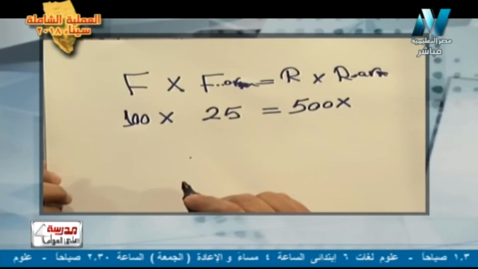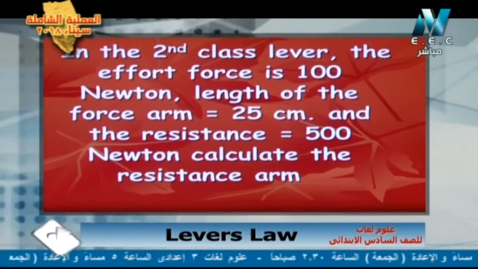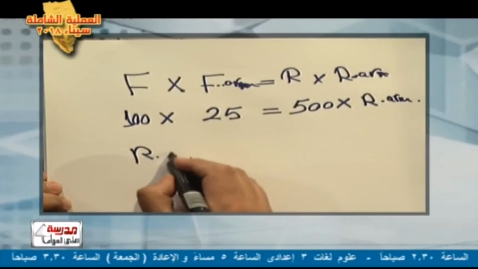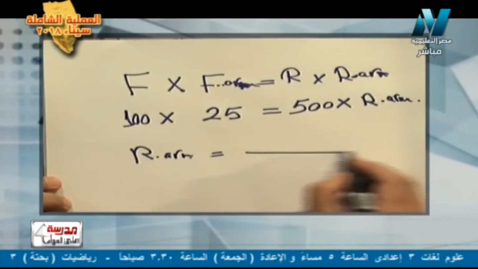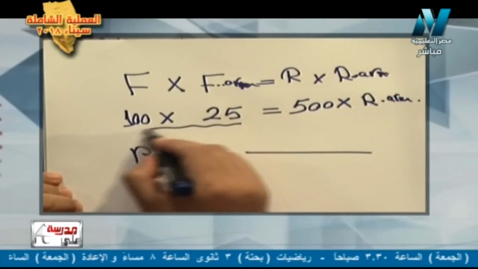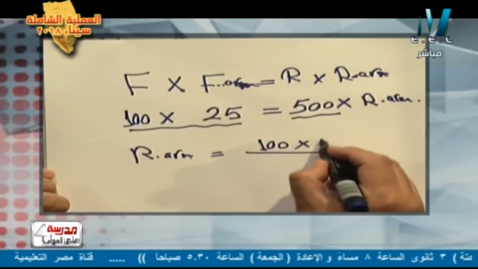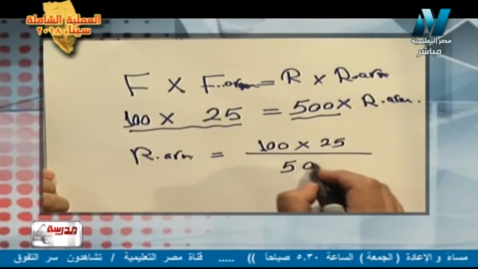And calculate the resistance arm. It says to calculate, at the very end, the resistance arm. So the resistance arm will be equal... Here is the complete side, the side with all the numbers complete. That's the complete side and that's the incomplete side. So it will be 400 by 25 over 500.